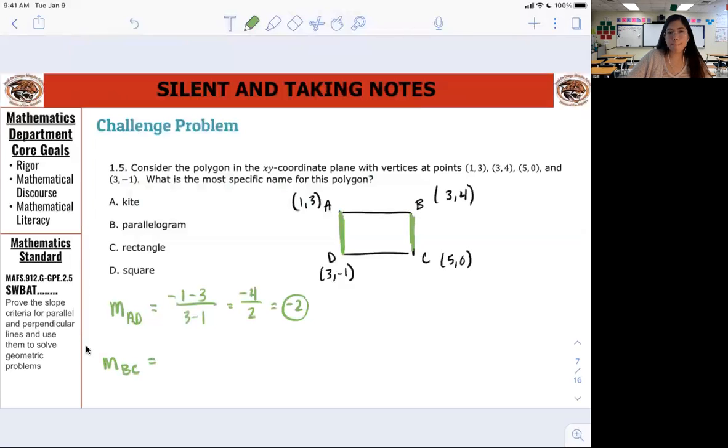What about BC? For some reason, I don't know what's going on, you guys. You guys are usually really good at it. I don't know if we've done it so much that it went backwards and now you're getting it all wrong. I got 1/2 for both sides. I don't know. Let's just do it again. Let's write it all out and make sure we're doing it properly. For BC, it would be 0 minus 4 over 5 minus 3, which also gives me -4 over 2, so -2.